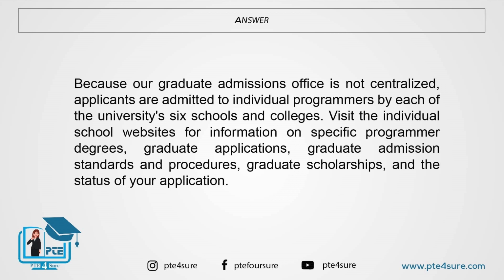Because our graduate admissions office is not centralized, applicants are admitted to individual programs by each of the university's 6 schools and colleges. Visit the individual school websites for information on specific program degrees, graduate applications, graduate admission standards and procedures, graduate scholarships, and the status of your application.